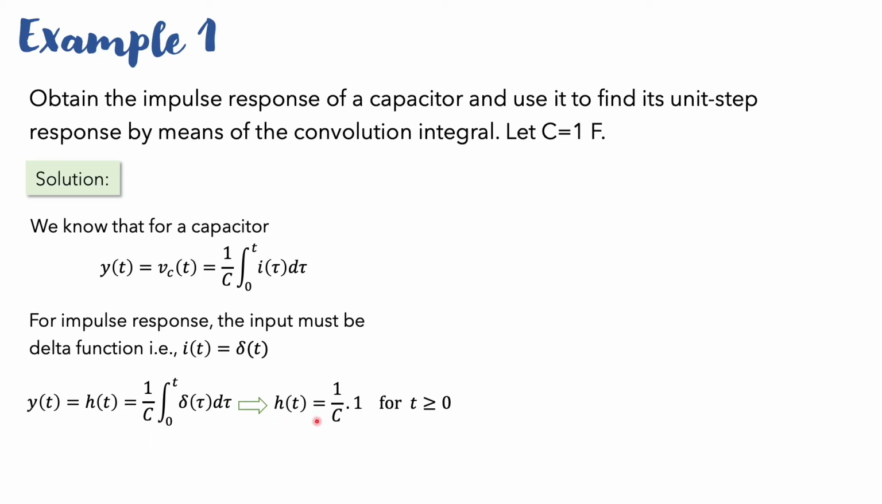Therefore it can be written like this: 1 over C times 1, which should actually have been t for t equal to and larger than 0. And we also know that C is equal to 1.